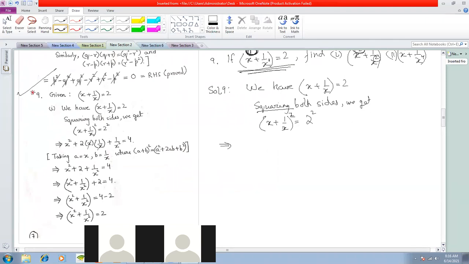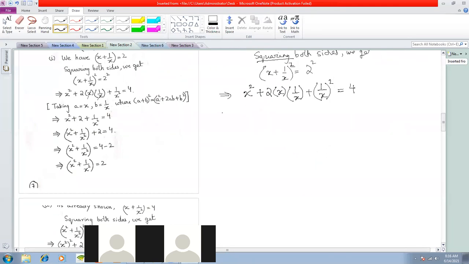Now you see, this is a plus b whole square. So a plus b whole square will expand. This is a square plus 2ab plus b square is equal to 2 square, which is 4. So now what happens? This x cancels. So what are you left with? You are left with x square plus 2 plus 1 by x square is equal to 4.